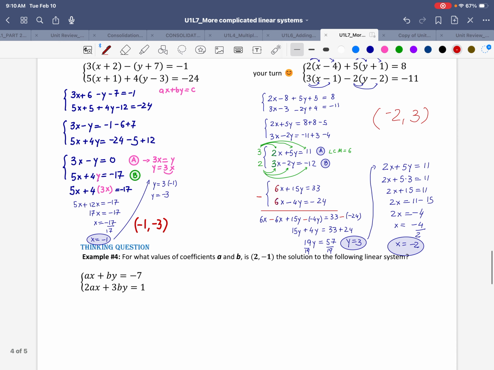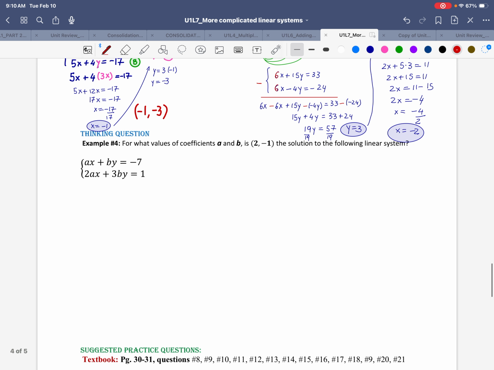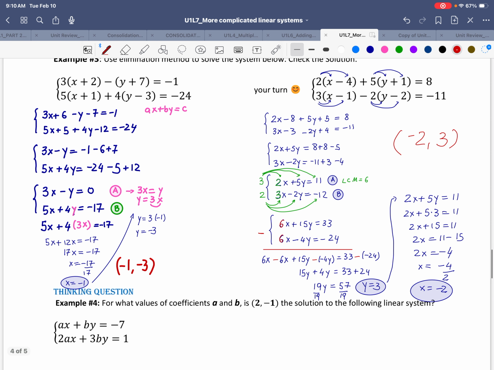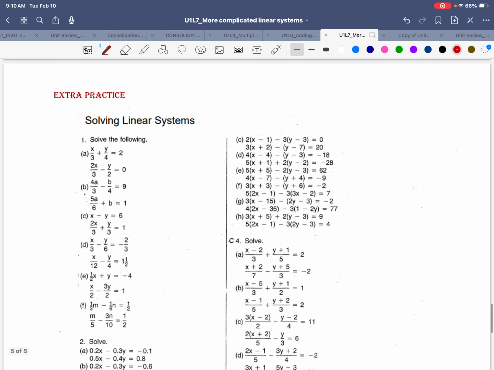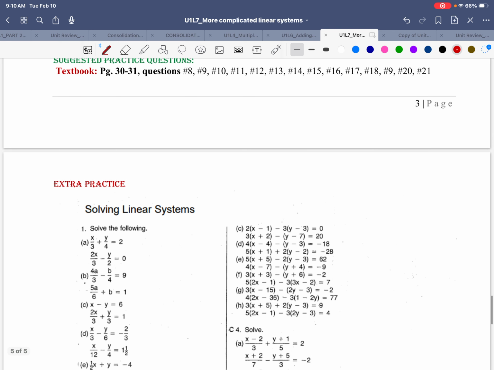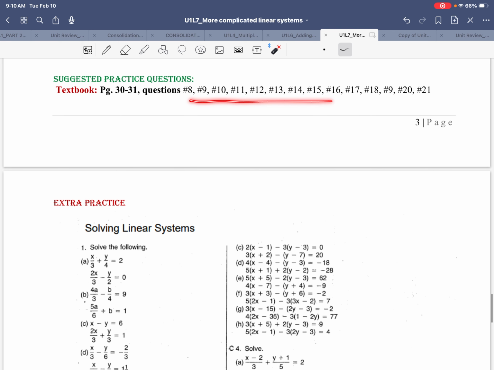So the last one is a thinking question that I prefer to explain in a separate video. So I hope everything made sense. Keep practicing. You have a lot of practice questions attached to your lesson. And I would suggest you do the indicated exercises. If this is too much, just do every other question in each of them and it should be good.